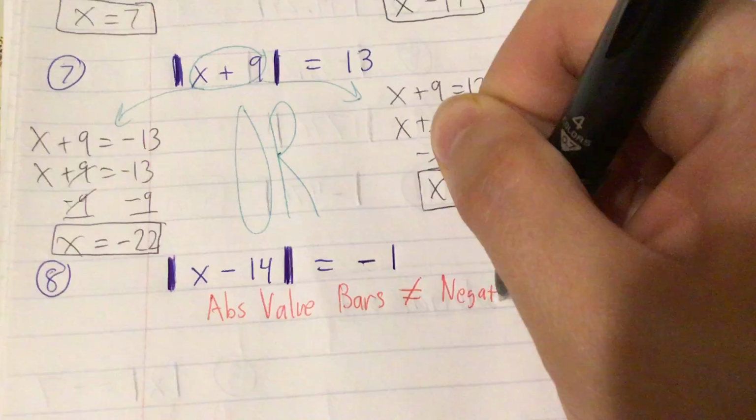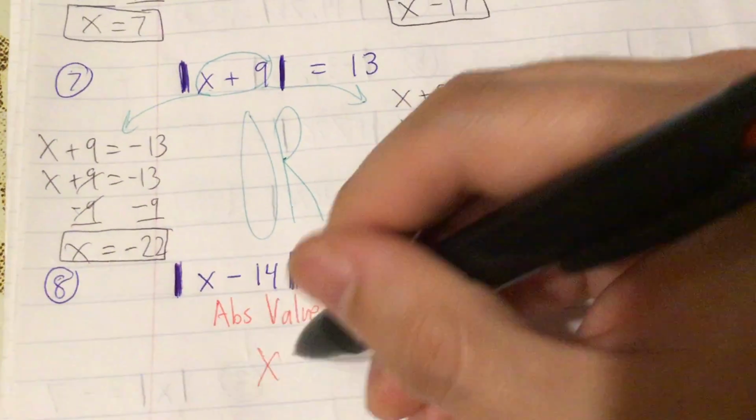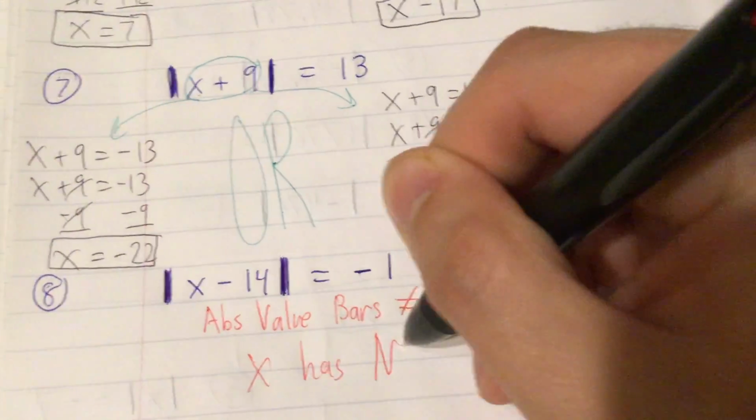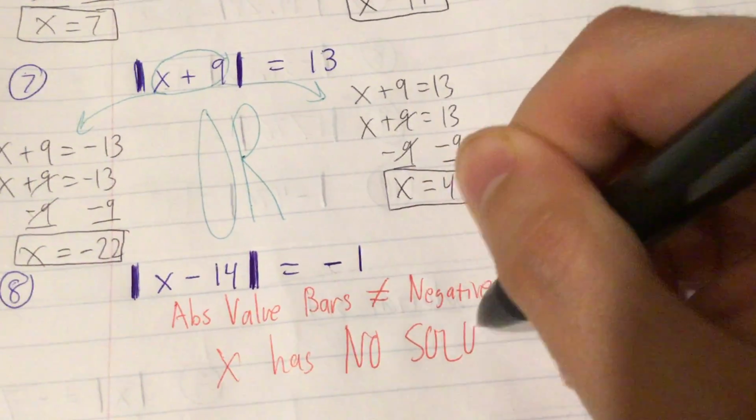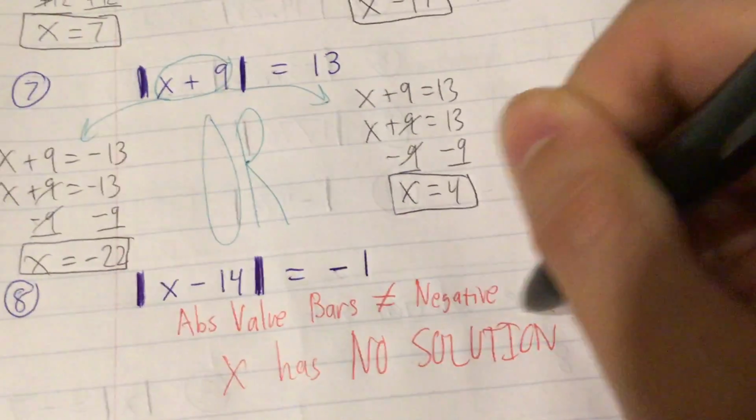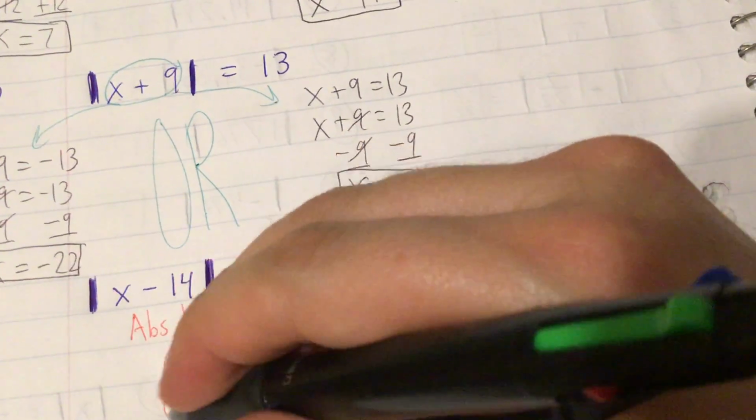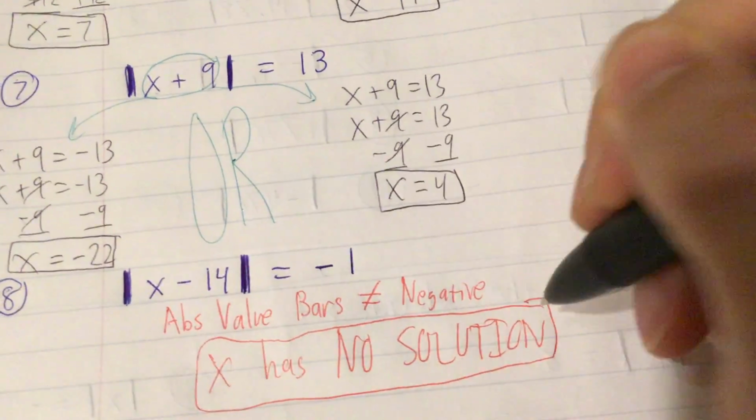So therefore, what does that mean? There's no solution. You can put no solution if you want, but I like to put the variable. So in other words, there's no solution for x. This is impossible.